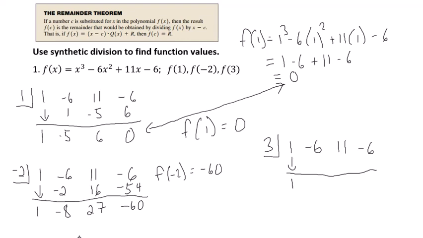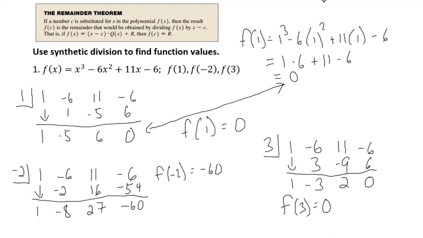One, 3 times 1 is 3. That is negative 3. That's negative 9. 11 and negative 9 is 2. That's 6. And that gives us a 0. So f of 3 is equal to 0. So that's a quick and easy way to plug in using synthetic division to find function values.